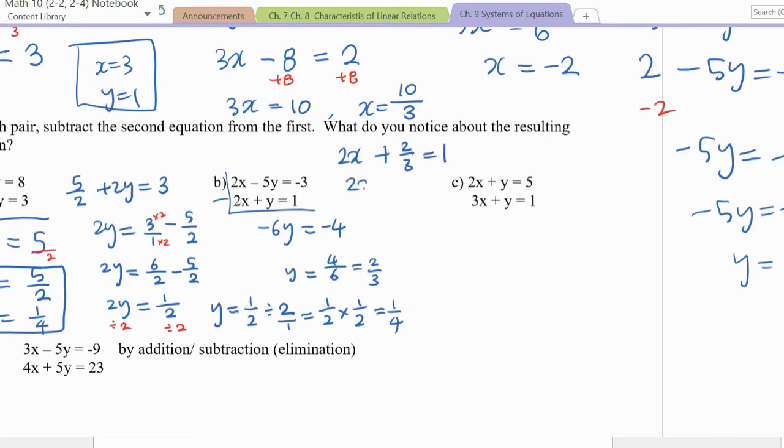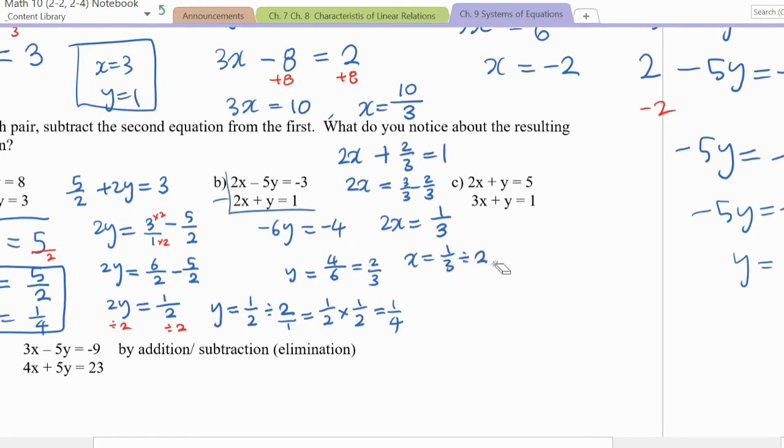Then everyone, 2x equals, so you're subtracting 2 over 3 from both sides. 2x will be 1 minus 2 over 3. So 1 minus 2 over 3 is, 1 is the same as 3 over 3. Is that right? 3 over 3. So 2x is 1 over 3. So divide both sides by 2, right? Then x equals 1 over 3 divided by 2.